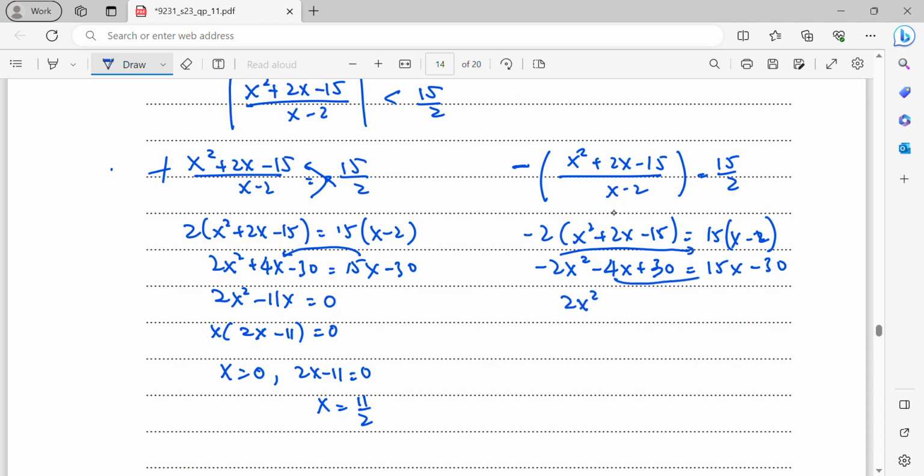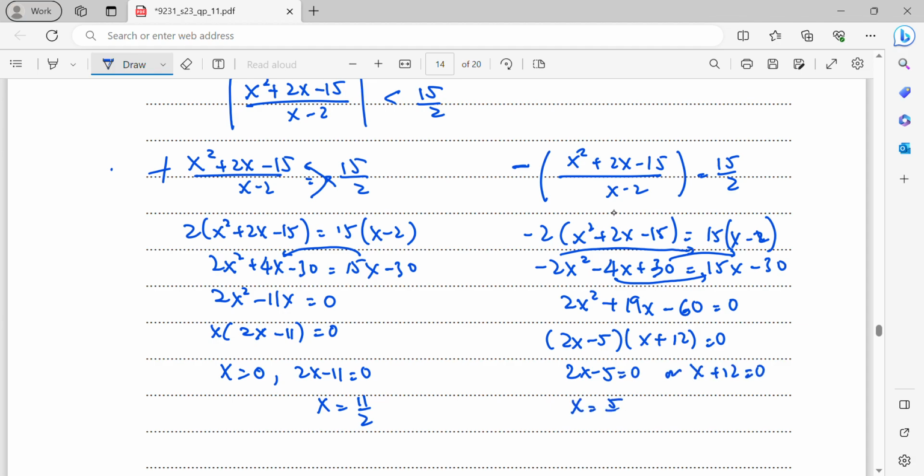Now this minus 4x moves to the right side and becomes plus 4x. So plus 4x plus 15x becomes plus 19x. Then the 30 moves to the right side and becomes negative 30, so it will be negative 60. Then from here, I can factorize it into 2 linear factors, 2x minus 5 and x plus 12 equals 0. That means 2x minus 5 equals 0, or x plus 12 equals 0, which means x equals 5/2 or x equals negative 12.